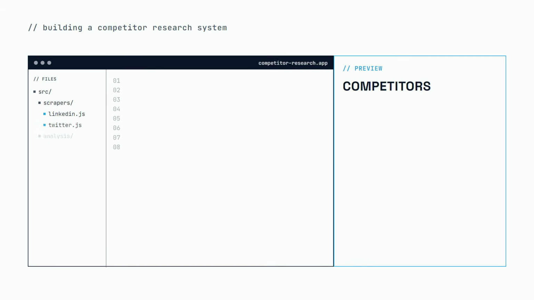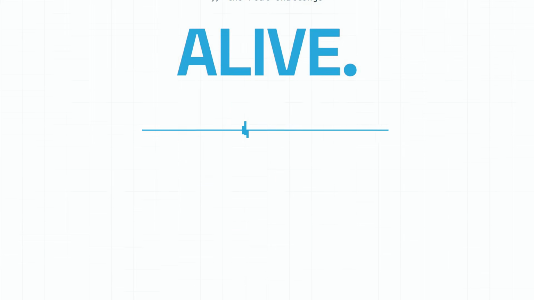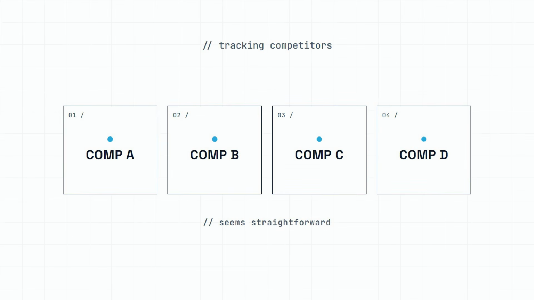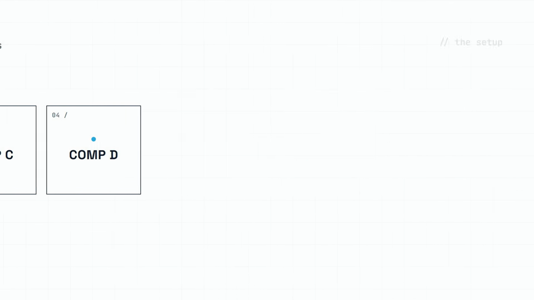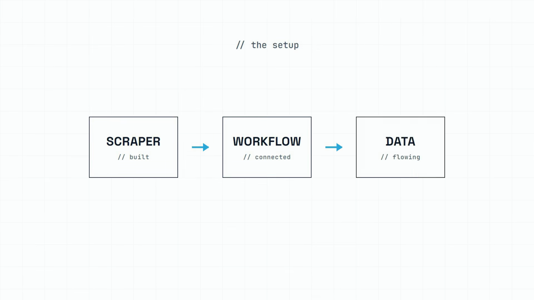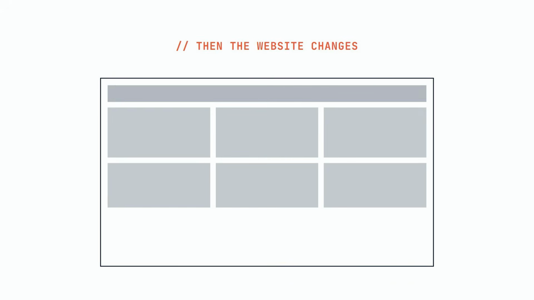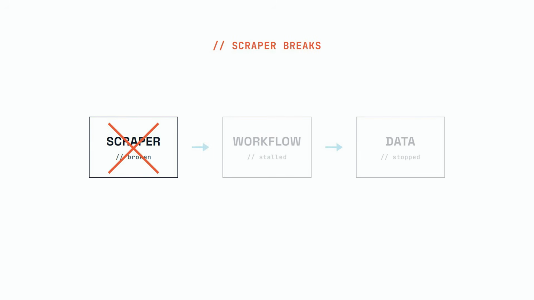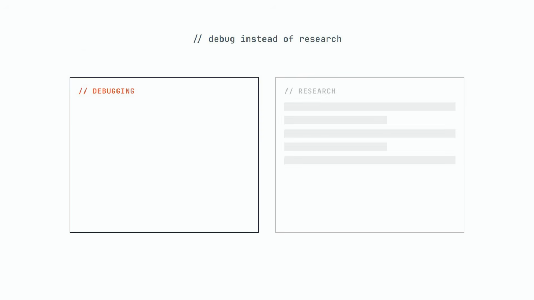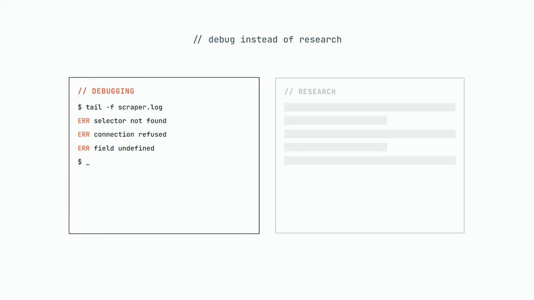If you've ever tried building a competitor research system, you already know the hardest part isn't collecting data the first time. It's keeping that data pipeline alive. Let's say you're tracking a few competitors. At first, everything seems straightforward. You build a scraper, connect it to your workflow, and start collecting data. Then the website changes. A page gets redesigned, the HTML structure shifts, a field disappears. Suddenly your scraper breaks. The data stops flowing, and you're back to debugging infrastructure instead of actually researching competitors.